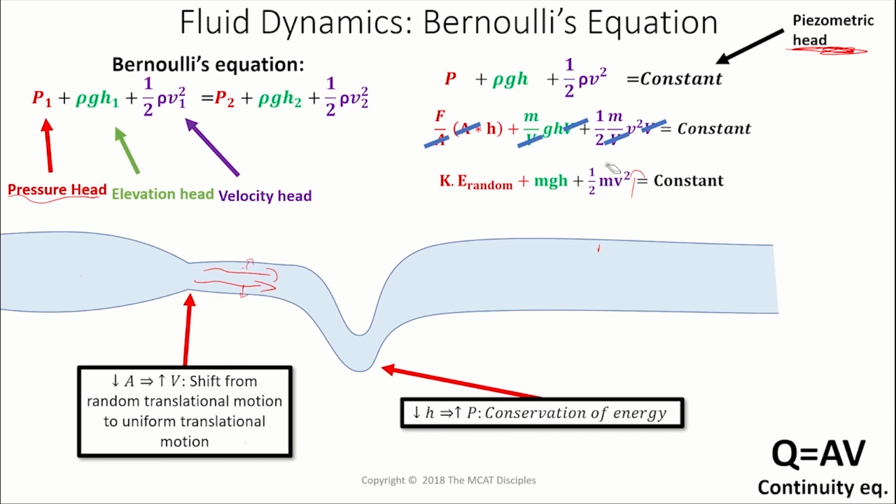energy. If we're looking at this term, if you're decreasing height, you're decreasing potential energy, and in order to keep this constant now, if velocity isn't changing because the area isn't changing, you're gonna have to increase the random kinetic energy or increase the pressure, which is this term here.